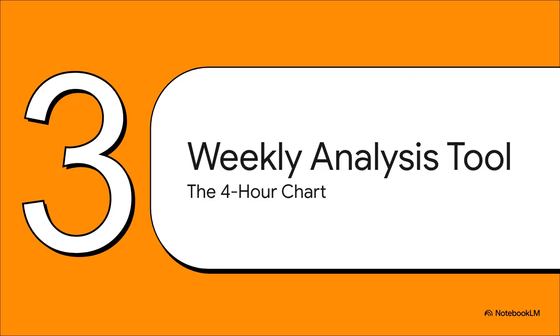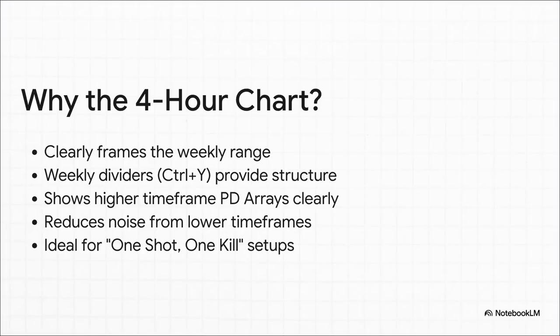Now that we've got our big picture blueprint from the daily chart, we need a time frame to actually hunt for setups. For this short-term trading model, what ICT calls the one-shot, one-kill approach, our absolute go-to tool is the 4-hour chart. So, why the 4-hour specifically? Well, it's the absolute sweet spot. It perfectly frames the entire weekly range so you can see each week's story play out. It also shows those key PD arrays from the daily chart with beautiful clarity. But most importantly, it filters out all the crazy noise from the lower timeframes, making it the perfect canvas for finding that one clean, high-probability setup each week.